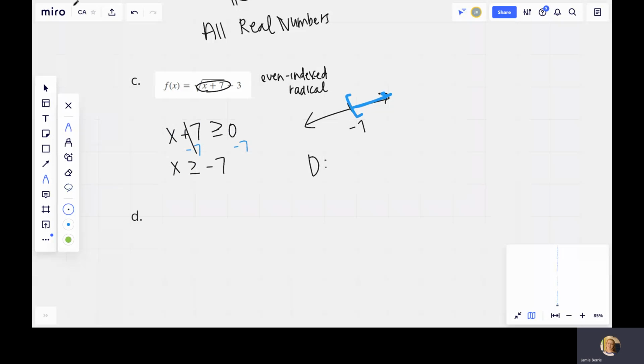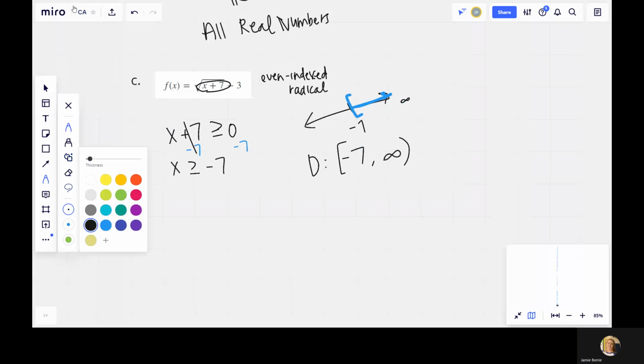Right, so now we can easily put this in interval notation. And we have our shaded area starts at -7. It goes all the way out here to positive infinity. Infinity always gets the parentheses. We already determined that -7 had a bracket. So there you go. That's the domain.